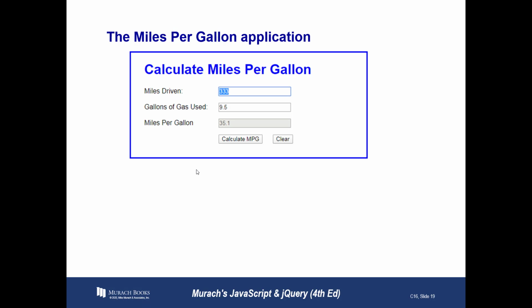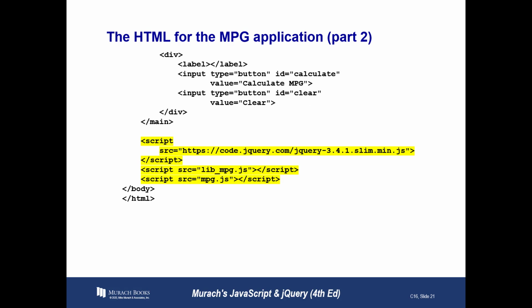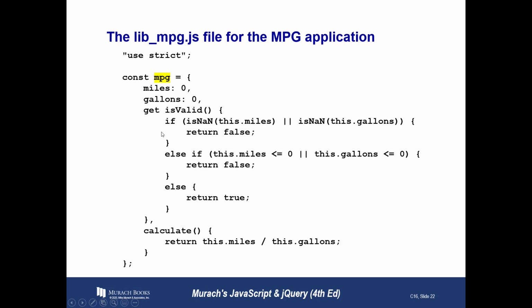And again, I cannot say this to you too many times. There are a multiple number of ways that when you start to do this stuff that you can do it. So there's the HTML, including your JavaScript. Notice again, they put it here on the bottom of the body section. And then here, as it says, this is the lib MPG file.